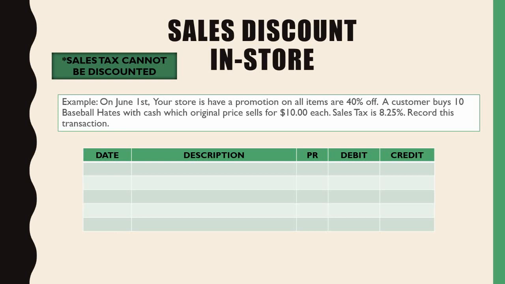So in this case, sales discount is once again another contra account because it lowers the original selling price. It lowers the original sales by taking a portion of that profit that you're supposed to earn and decreasing it. Okay? So in this case, if we sold 10 hats, and they were originally priced at $10 each, and the store had a 40% discount, how much is the discount for?